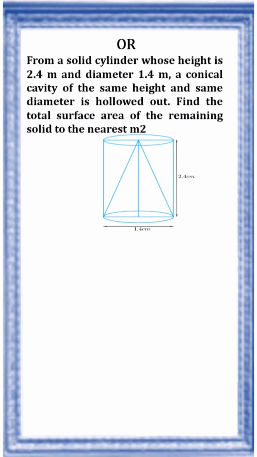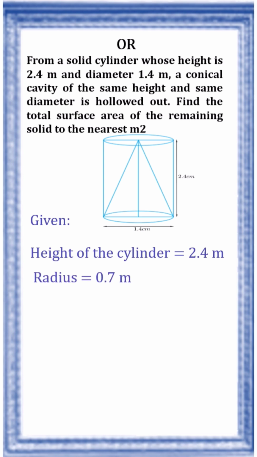Now another question. A solid cylinder whose height is 2.4 meter and diameter 1.4 meter. A conical cavity of the same height and same diameter is hollowed out. Find the total surface area of the remaining solid to the nearest meter square. Now what has been given? Height of the cylinder is 2.4 meter. Diameter is 1.4, so radius is 0.7 meter.